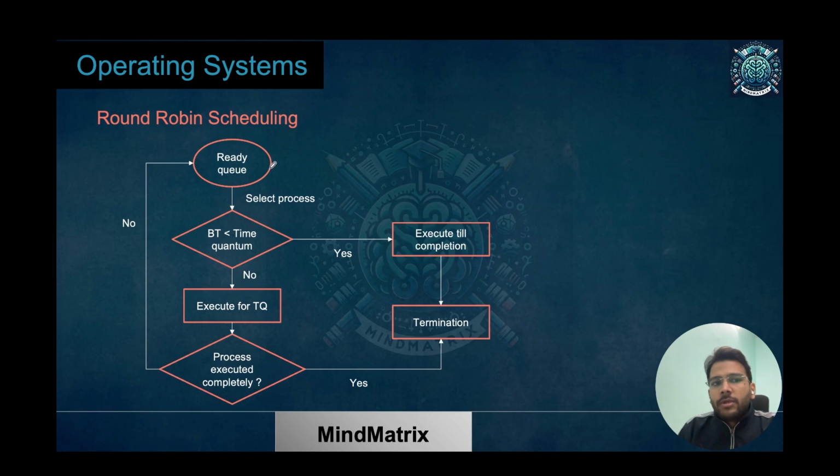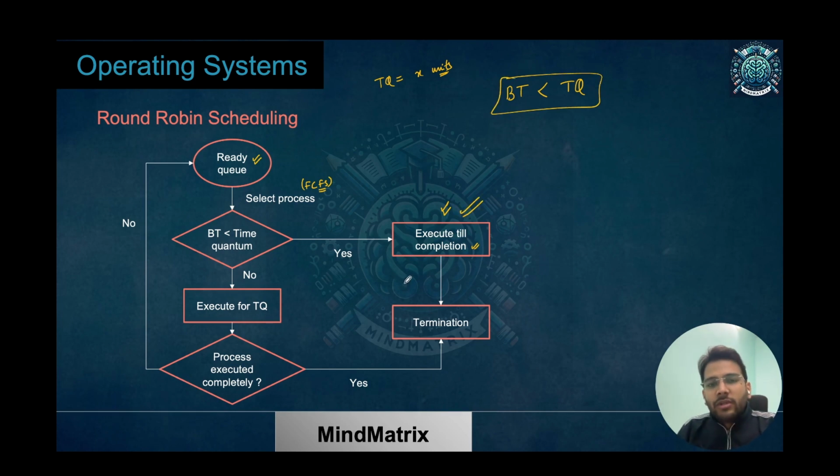Now let's understand the flow of round robin scheduling. So we have the ready queue. That means we have the processes in the ready queue. Now we are going to select a process based on first come first serve. Now we are going to compare the burst time of a selected process with the time quantum. So let's say time quantum is X units of time. First we are going to compare whether the burst time of the selected process is less than the time quantum. If yes, then we are going to schedule and execute the process till completion. Clear?